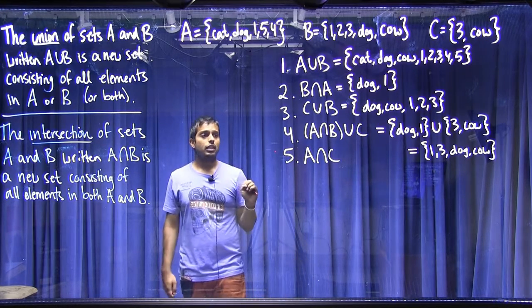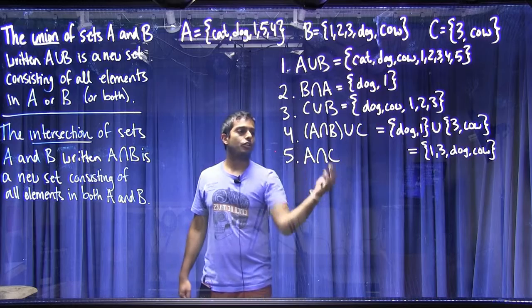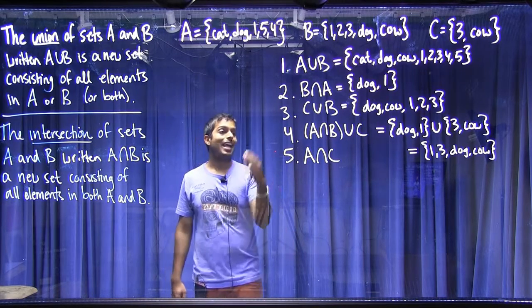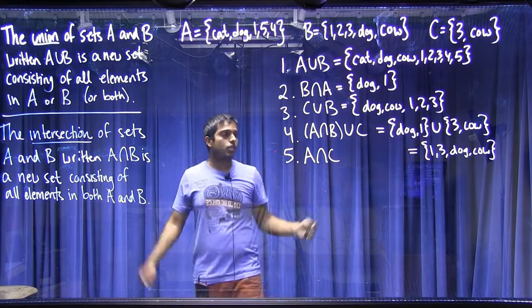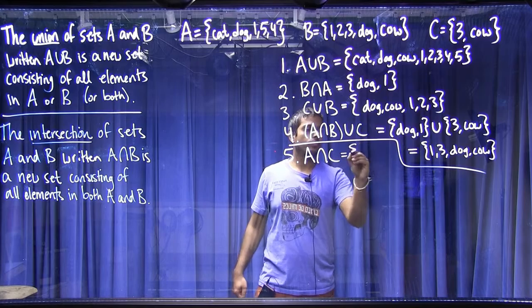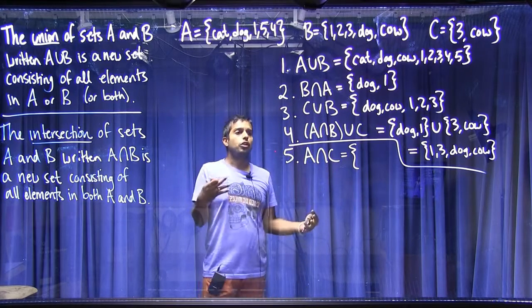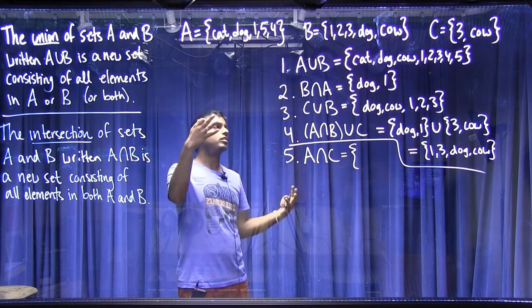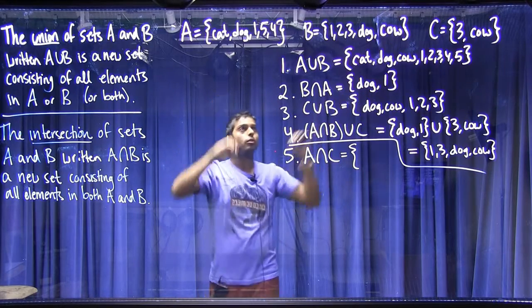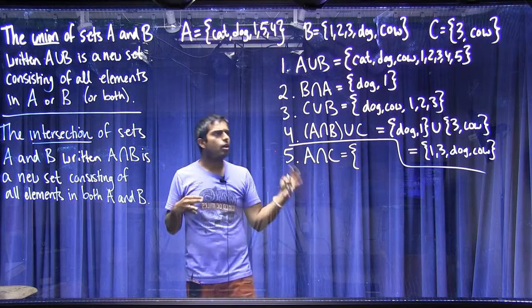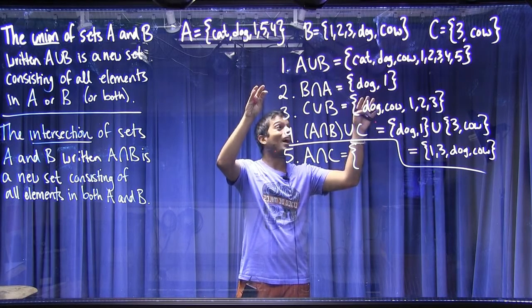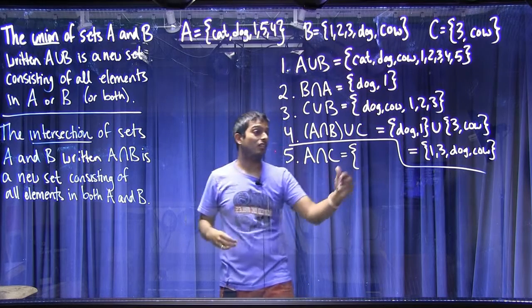And finally, let's do one more, A intersect C. So A intersect C will be all the stuff that's in A and C. All right, so let's start writing this. Let's look at animals first. What animals are in both A and C? Well, I don't see any repeats, so there are no animals that are in both. All right, and now let's look at numbers. What numbers do we see in both? Again, I don't see any numbers that are repeated. So actually, there's nothing in this set.